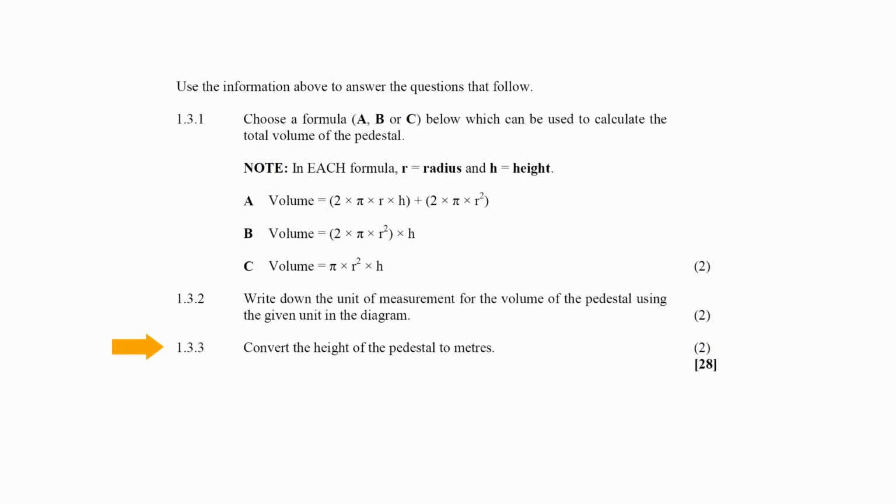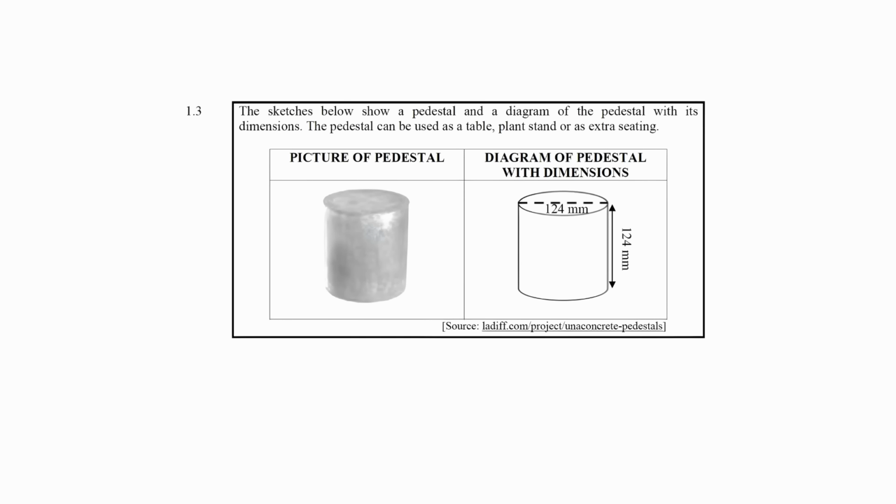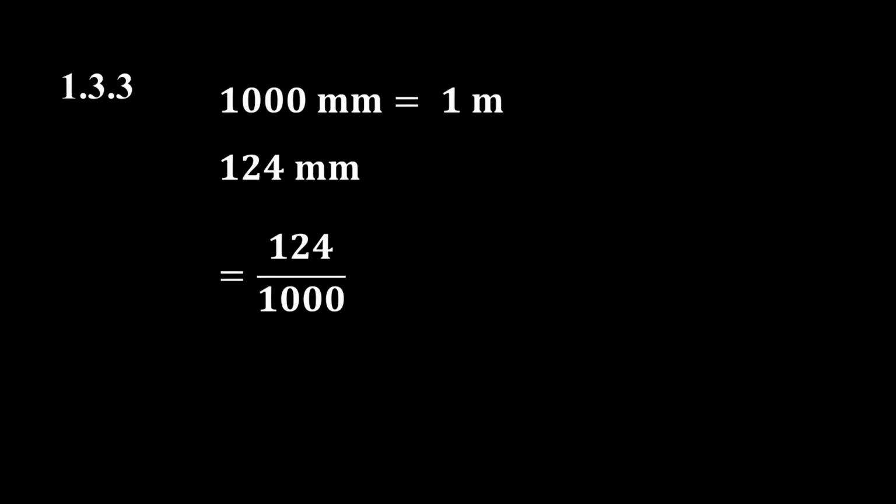In question 133, you have to convert the height of the pedestal to meters. From the diagram, we note that the height of the pedestal is 124 millimeters. We should recall that there are 1000 millimeters in 1 meter. So 124 millimeters equals 124 divided by 1000, and this equals 0,124 meters.